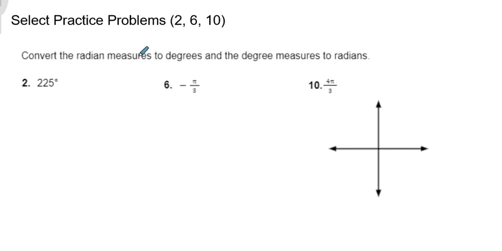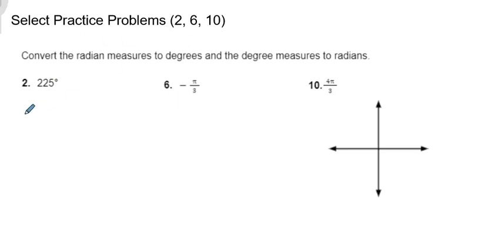Okay, here is the homework help video, select practice problems 2, 6, and 10. It says to convert the radian measures to degrees and degrees measures to radians, and that's for problems 2 and 6. 10 is kind of its own thing, and you're just supposed to graph this. We'll graph this in a second. So we're going to do 2 and 6 first.